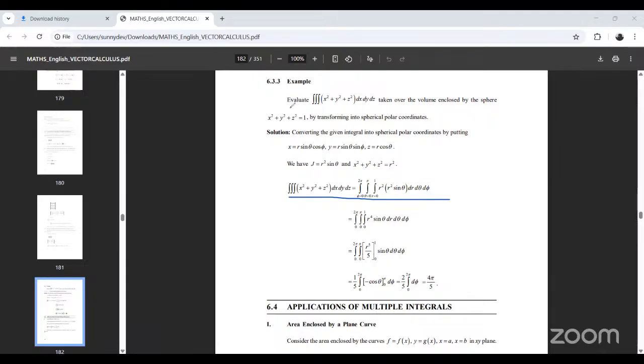Now let's see here. Evaluate the triple integration of x square plus y square plus z square dx dy dz taken over the volume enclosed by the sphere x square plus y square plus z square equal to 1. So all this we are changing into polar coordinates. The polar coordinates generally for the circle are r equal to f of t. So r equal to f of t.